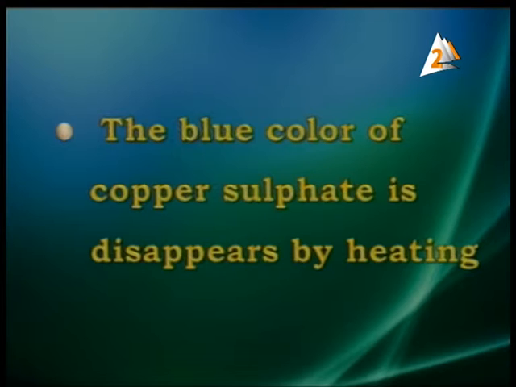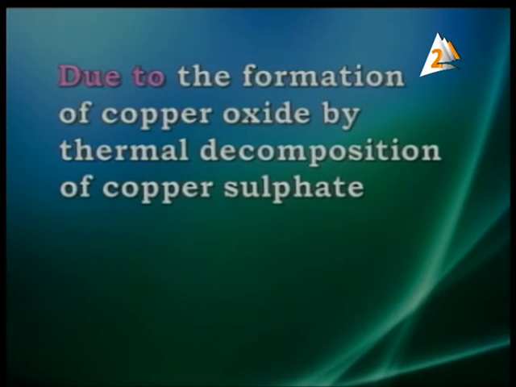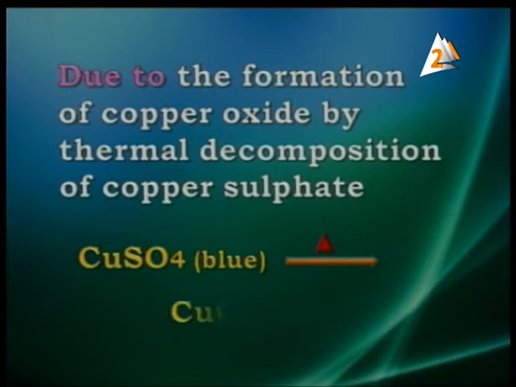The blue color of copper sulfate disappears by heating. It means what? Due to the formation of copper oxide by thermal decomposition of the copper sulfate. This one needs the equation. CuSO4 is blue in color. It changes by heat energy into what? Into copper oxide, black, and SO3, sulfur trioxide gas, that moves away from this reaction.